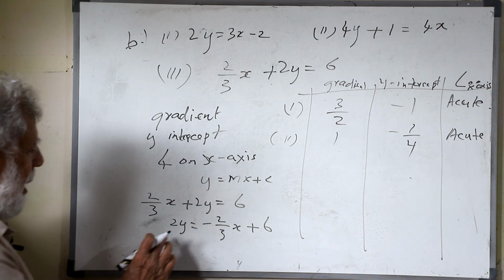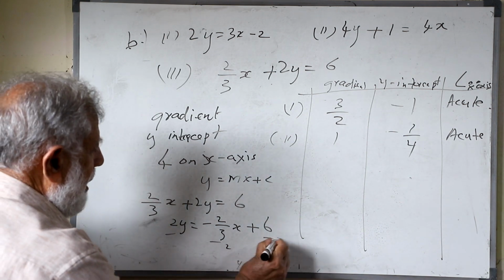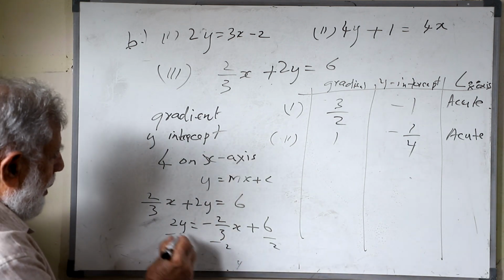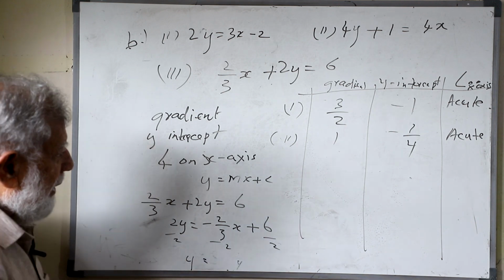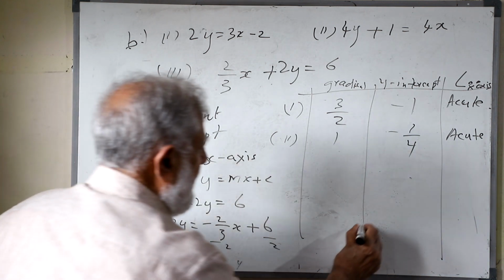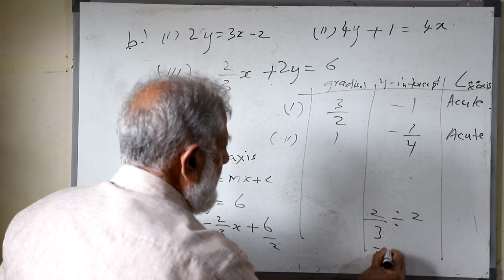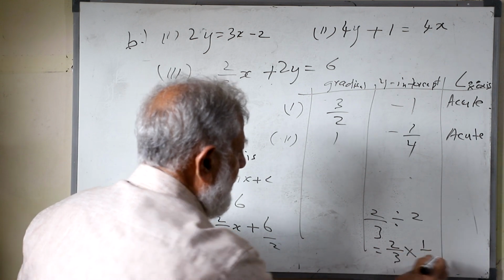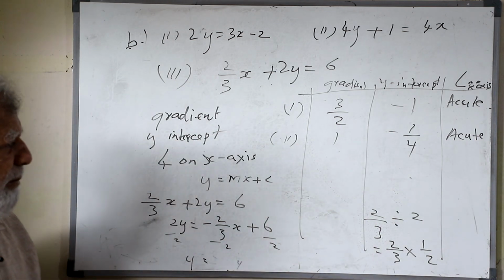So divide all the terms by 2. When we divide 2y by 2, the 2s cancel, y is equal to 1y. Then we have to divide 2/3 by 2. How to divide 2/3 by 2? 2/3 divided by 2 is equal to 2/3 into half. You know this method now. You have to do it very carefully, because you can easily make a mistake.